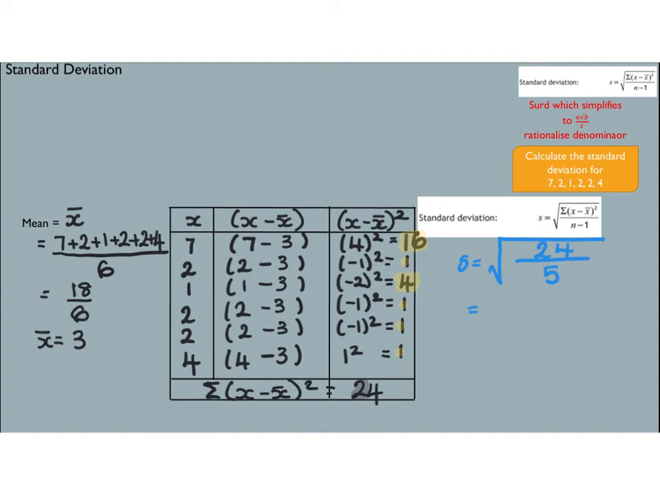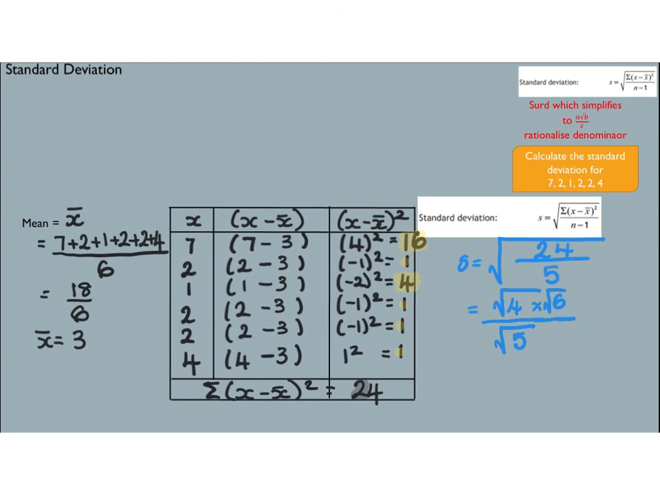Now 24 is not in the 5 times table, so we can't do that divide, so I'm going to deal with those separately. Square root of 24 divided by the square root of 5. Now, I haven't written the 24 in because there's something I noticed about the 24. 24 has a square number that goes into it. 4 times 6 makes root 24.